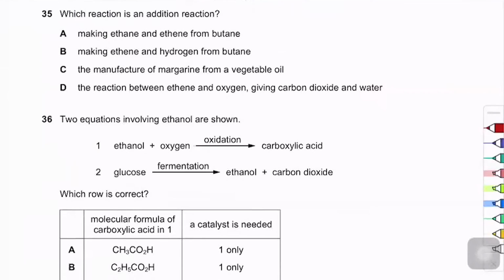Which reaction is an addition reaction? Addition reaction happens when you have double bonds, right? So let's see, making ethane and ethene from butane. Name this reaction, go on. This is not addition, but what reaction is this? Tell me.